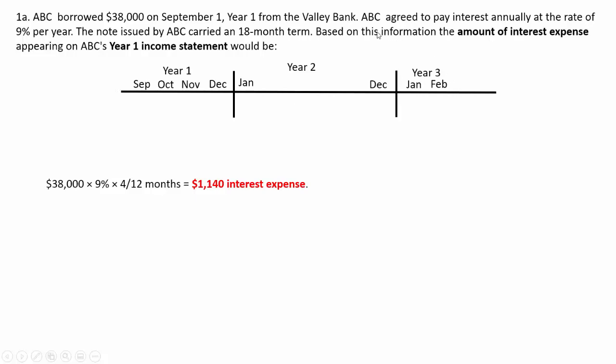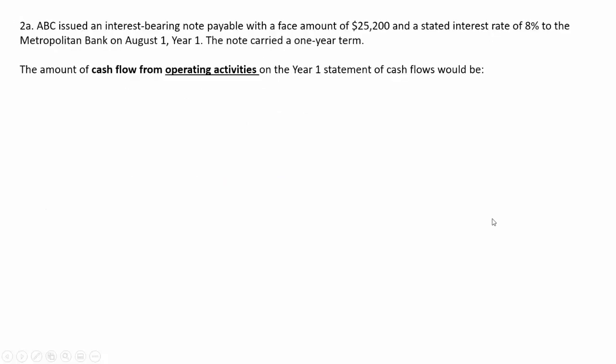Based on this information, the amount of interest expense appearing on ABC's year 1 income statement would be what? Year 1 is right there, right? So we've had 1, 2, 3, 4 months go by. So the amount of interest will be 9% on $38,000 times 4 months, and we've got interest expense of $1,140. Now, the fact that it's an 18-month note does not affect the year 1 interest. Like I said, it's only going to be for these 4 months because that's all of the interest that has been accrued at that time. Next question.